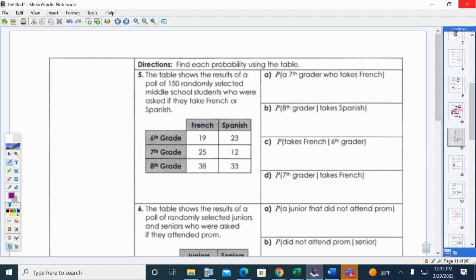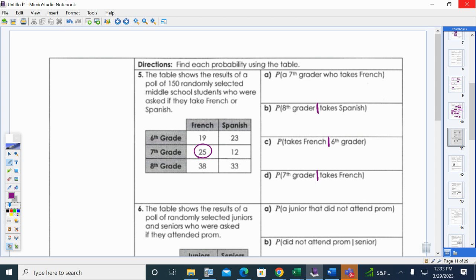Now, notice that there's not a line. So when I say that, I'm talking about this line that you see in B, C, and D. That is the conditional part of this lesson. Part A, there is no conditional part. It's asking you to find the probability of a seventh grader who takes French. So there's not a special smaller section. We're looking for a seventh grader who takes French.